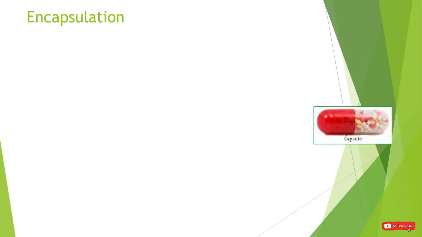So first thing, what is encapsulation? What is the definition of encapsulation? Suppose you have seen a capsule many times, and you have taken a capsule many times. So what is there inside the capsule? There are many medicines, or a single medicine, encapsulated in a single capsule. That is known as encapsulation.